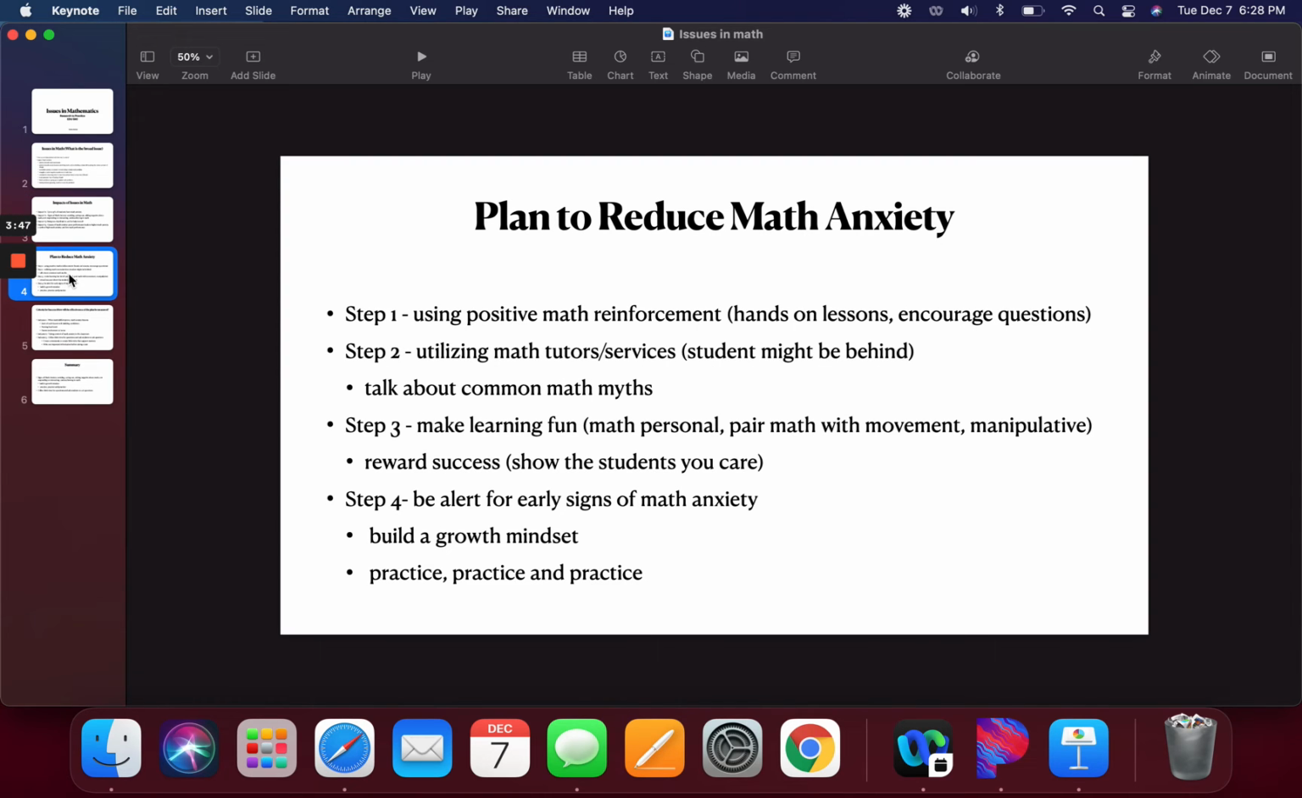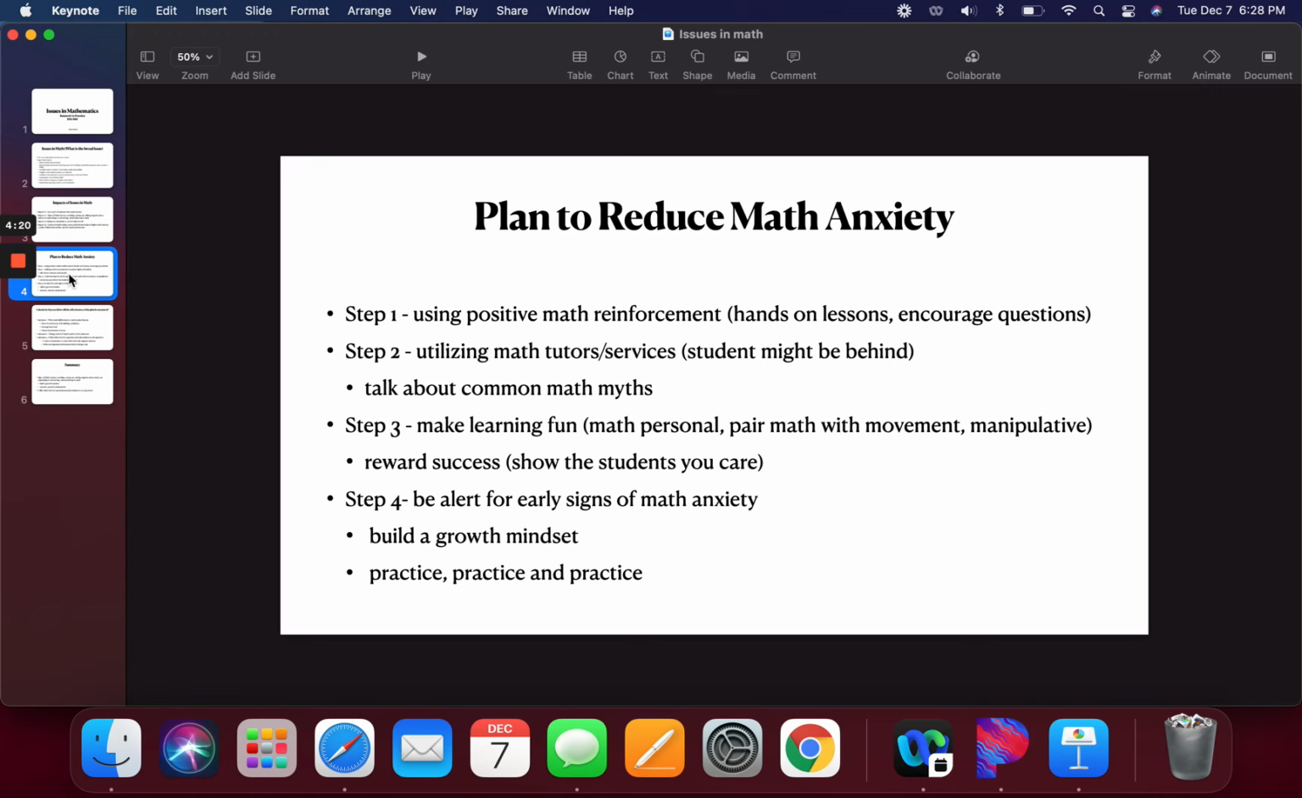Plan to reduce math anxiety. Step 1 is using positive math reinforcements such as hands-on lessons and encouraging questions. The teacher may have hands-on lessons, which can use manipulatives if you're in the lower grades, and also encourage students to really ask questions and reiterate what you were teaching or what is going on during that lesson.